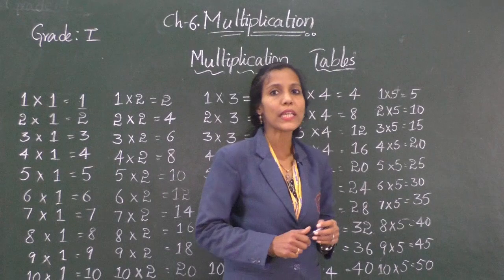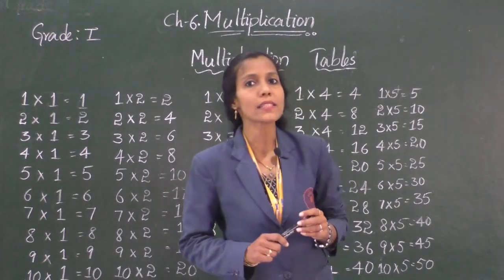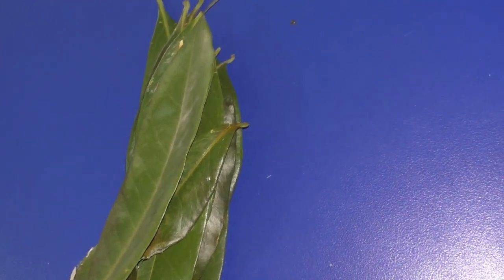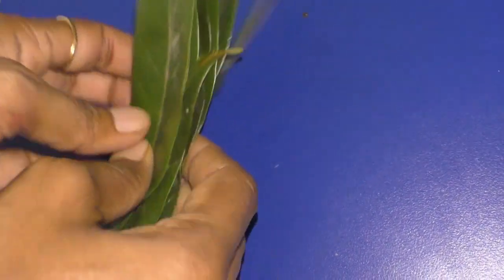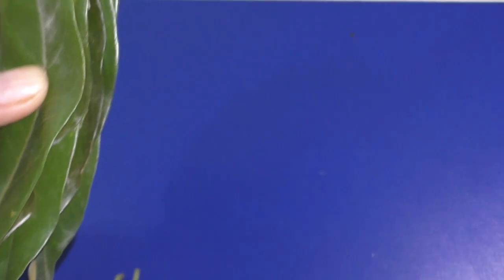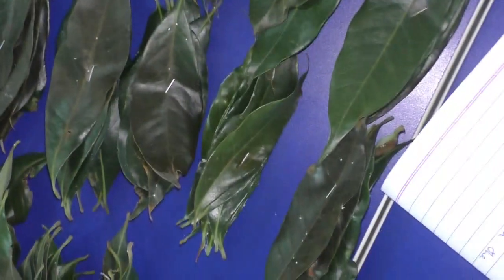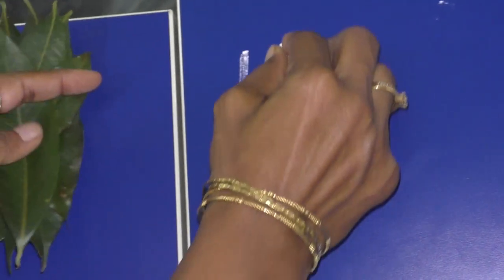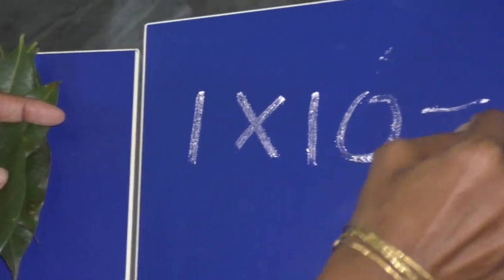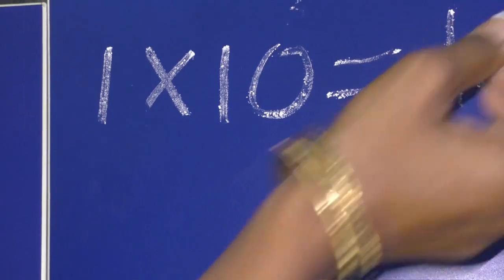Now we'll be doing the last table, that is our 10's table. So now we are done with the tables of 1, 2, 3, 4 and 5. So we'll start with 10 with the help of leaves. There are 10 leaves. Similarly, I have already pinned a set of 10 leaves. So here one bundle of 10 leaves, that is 10.